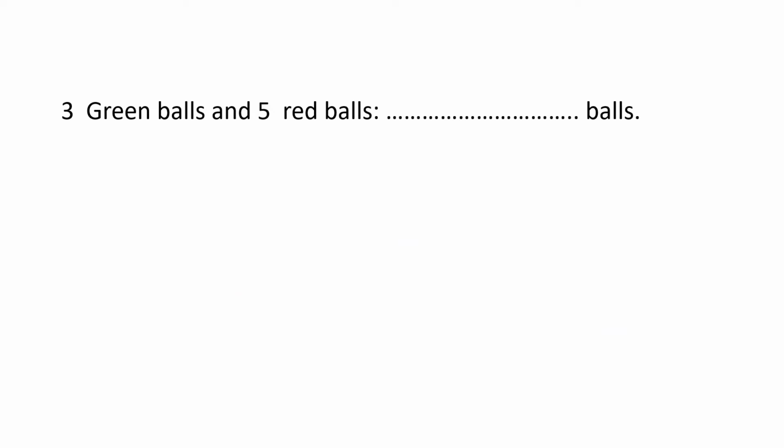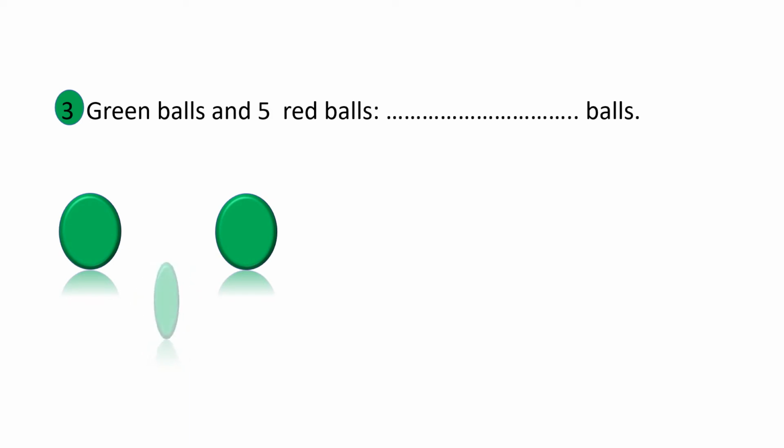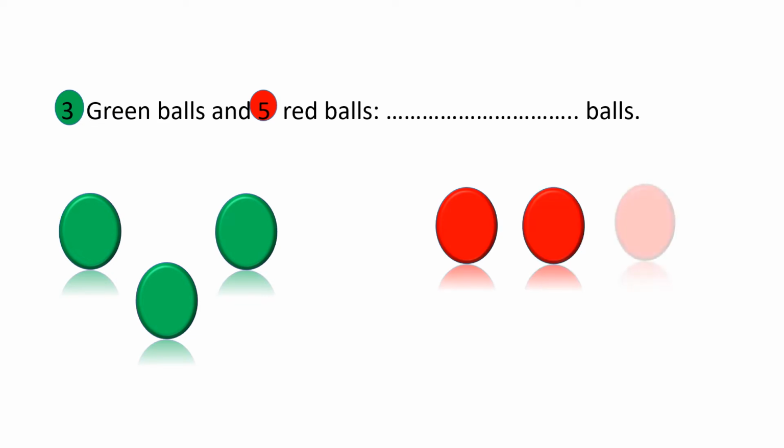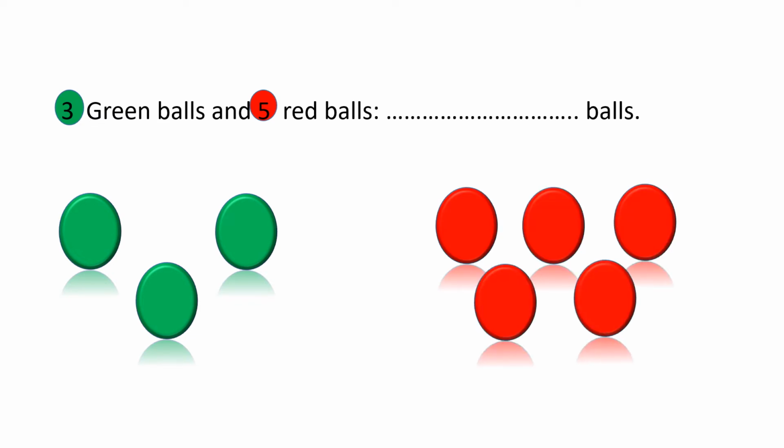Let's move on to the second one. 3 green balls and 5 red balls. I have 3 green balls. 1, 2, 3. I have 3 green balls and 5 red balls. 1, 2, 3, 4, 5 red balls. I have 3 green balls and 5 red balls.